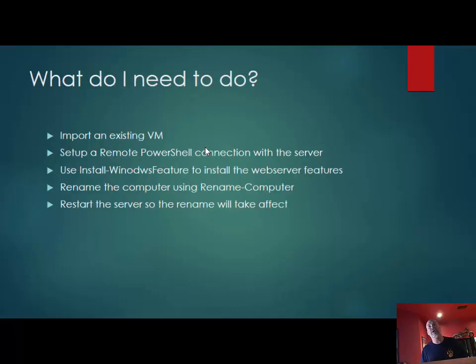So in order to do this, again, there's just 5 things. We've already seen how to import an existing VM. What we're going to do that's new is we're going to set up a PowerShell remote session to that machine. And then once we have that session set up, we're going to use install-windowsfeature, wow, nice typo, to get the web server installed, and then we're going to rename the server to just call it web server.